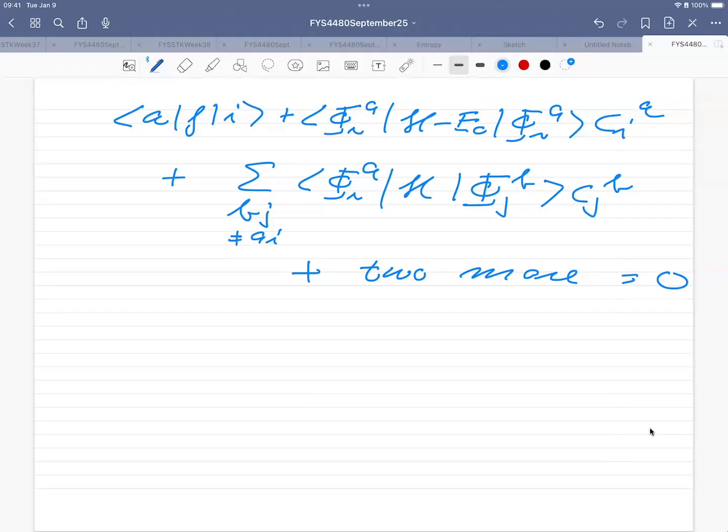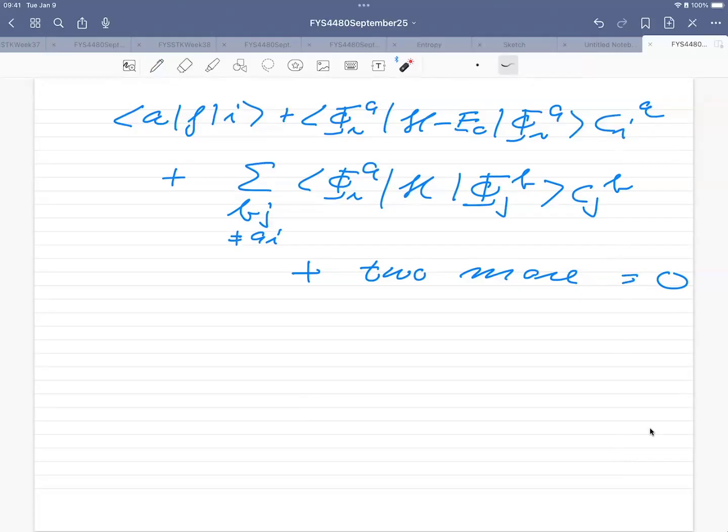This is an extremely inefficient way of solving a diagonalization problem. However, it's going to give us some insights which we can use later. So if I now make an approximation here, if I now say that this term, I just put that to 0.